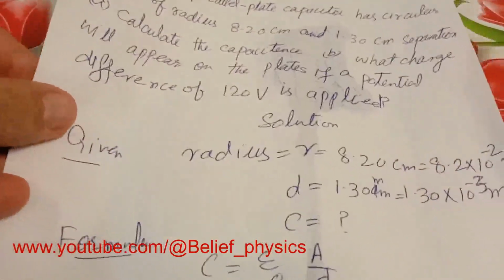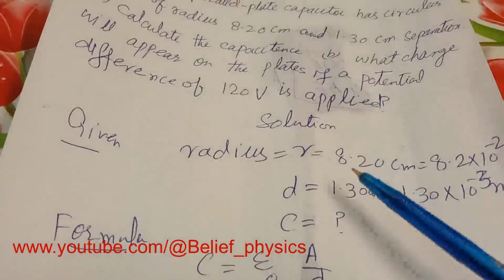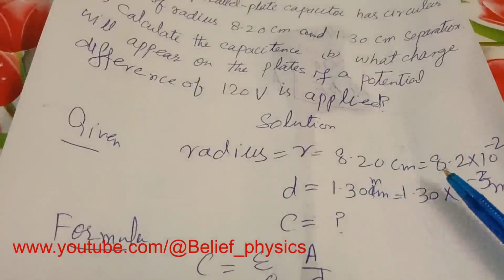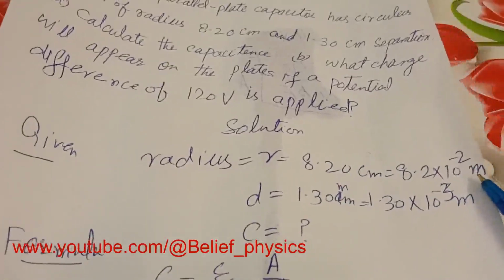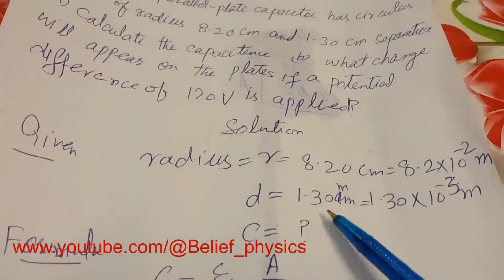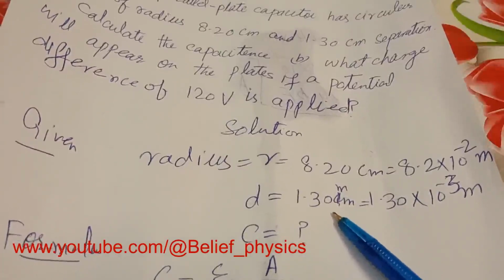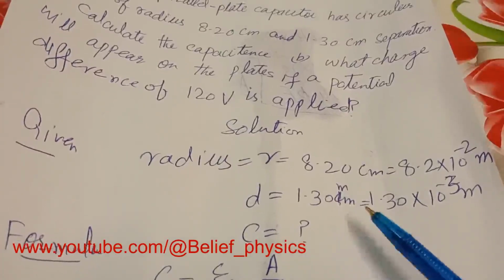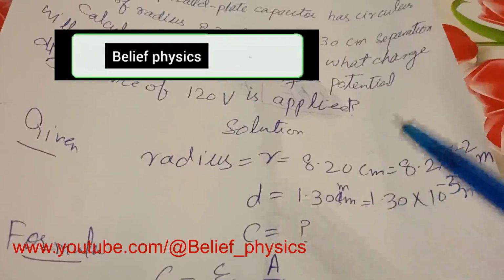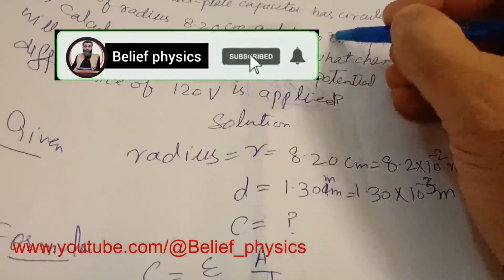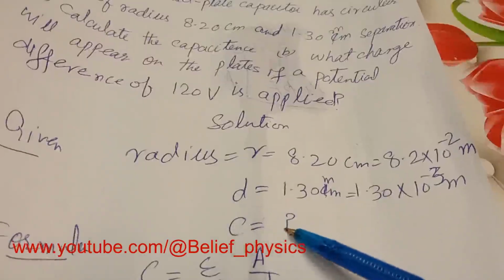The given data is: radius of the plates is equal to 8.2 centimeter, which can be written as 8.2 into 10 raised to minus 2 meters, and the separation between them is 1.3 millimeter. It is actually millimeter, which is equal to 1.3 into 10 raised to minus 3 meters. So separation is in millimeters. So we have to find the capacitance.